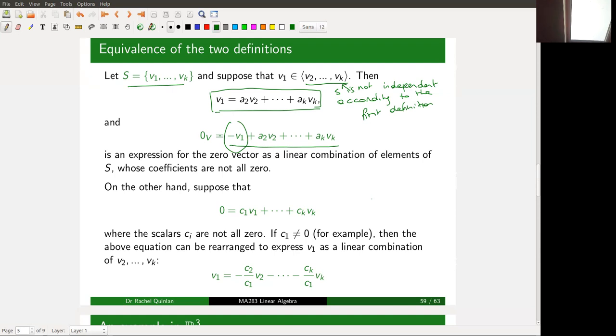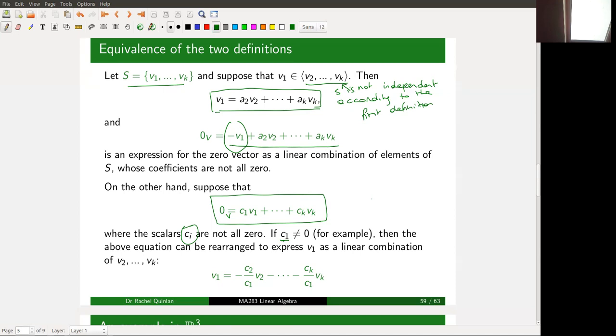On the other hand, suppose that we have a set which is, according to the second definition, not linearly independent. So that means that the zero vector of the vector space V is a linear combination of the elements of the set with some coefficients, C1 to Ck, which are not all zero. So if the Ci's are not all zero, then at least one of them is not zero, so let's take it that C1 is not zero. We can relabel the elements if necessary to achieve that. So if C1 is not zero, then the equation here can be rearranged to express V1 as a linear combination of V2 through Vk.